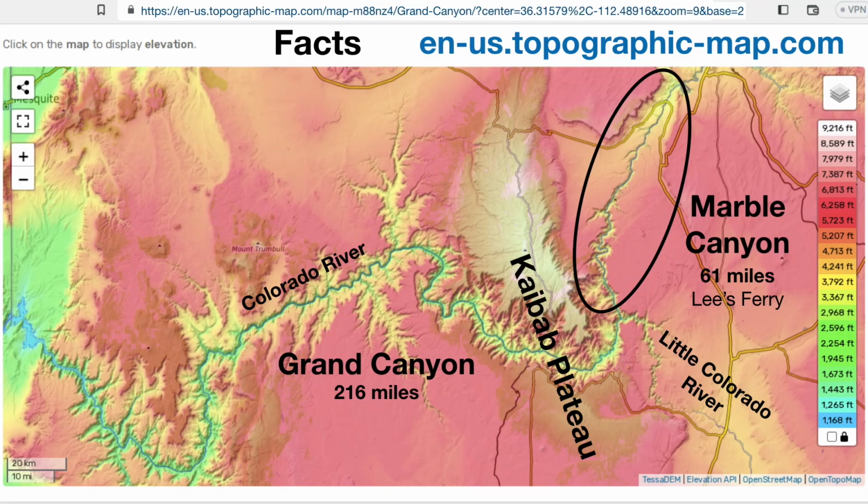What happened? Notice how that river flows through the Kaibab Plateau there? Do you see how that river goes through that Kaibab Plateau? And that's about a mile above the river. And we'll get to that in a little bit.